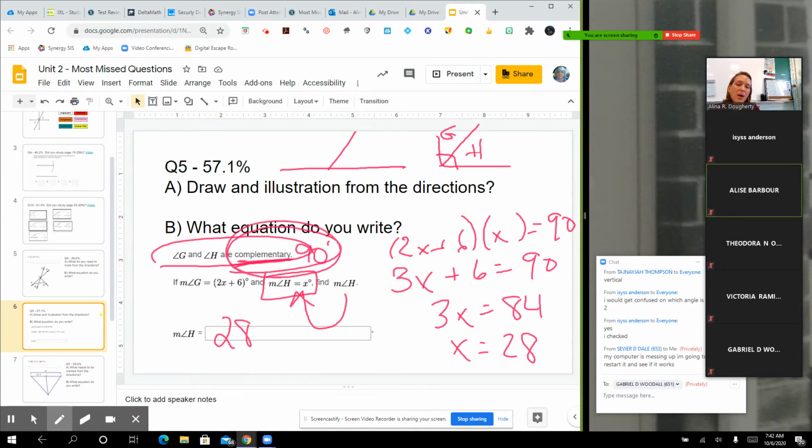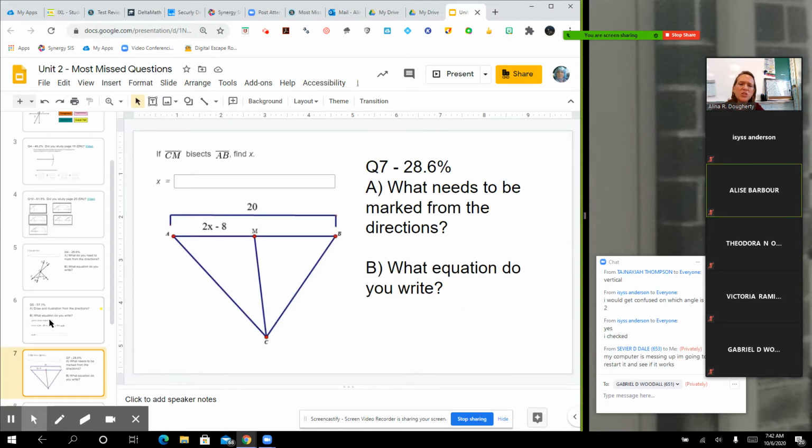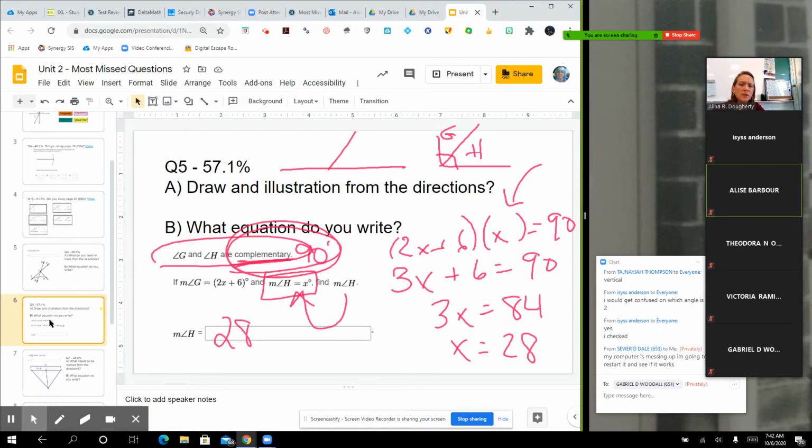And then some people got messed up with that H was just a single x, and that is perfectly okay. Sometimes we make it too easy and then you overthink it. So try not to overthink. Any questions on that one before I go on? I'm trying not to move too fast, but I'm trying to be respectful of your time too. Okay.